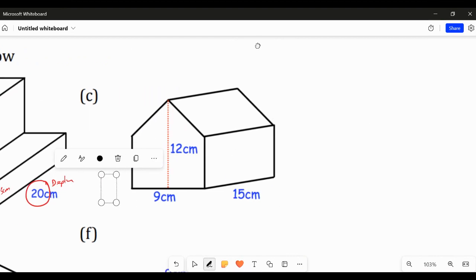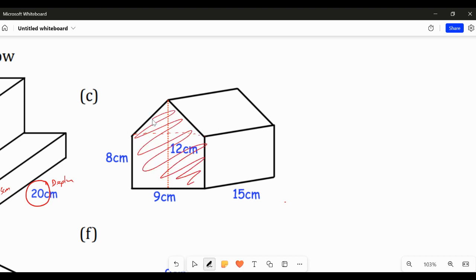This next shape over here, we're going to divide the shape across, and maybe make it into some kind of triangle. And what we want to do is first find the area of the front. Get that area and multiply it by 15.